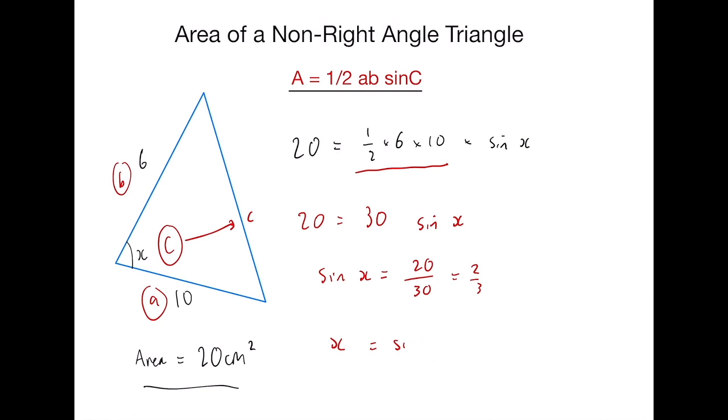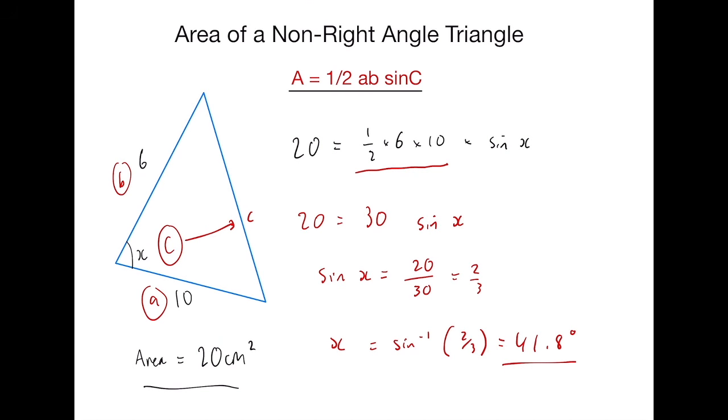So if we want to work out x, we would have to do sin to the minus 1 of 2 over 3, pop that into our calculator, and our final answer is 41.8 degrees. Always use common sense when it comes to these questions. Does an angle of 41.8 sound about right?